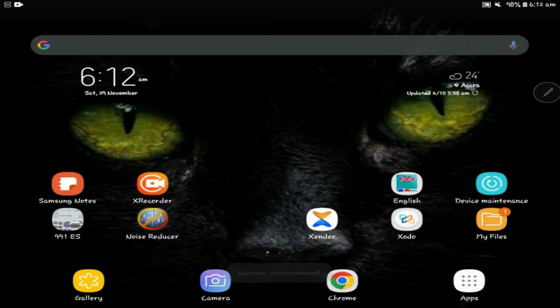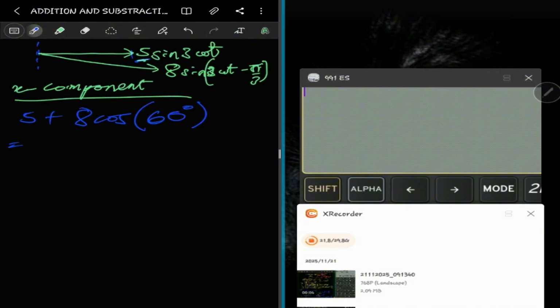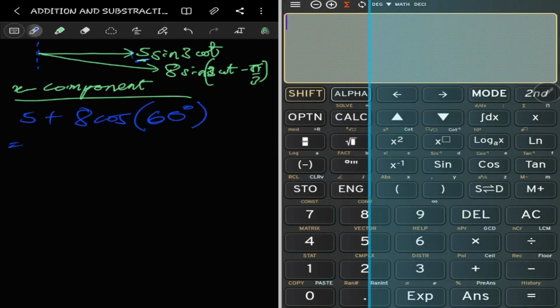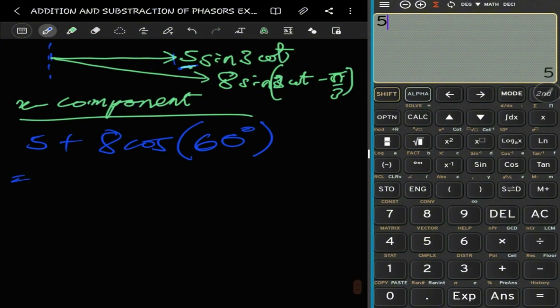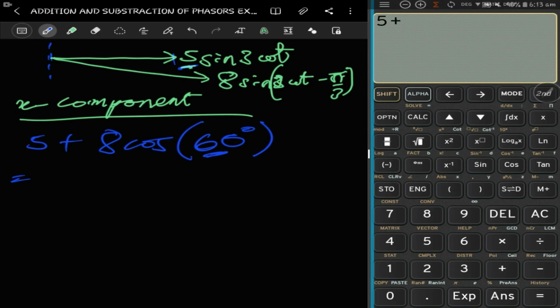If you try to understand one or two examples, the rest become easier to understand. Just know the general formula and a bit of rearrangement of the values. So we have 5 plus 8 cos 60. We are doing this in degrees, so make sure your calculator is in degrees, not radians. That unit there is very important. And that gives us 9.